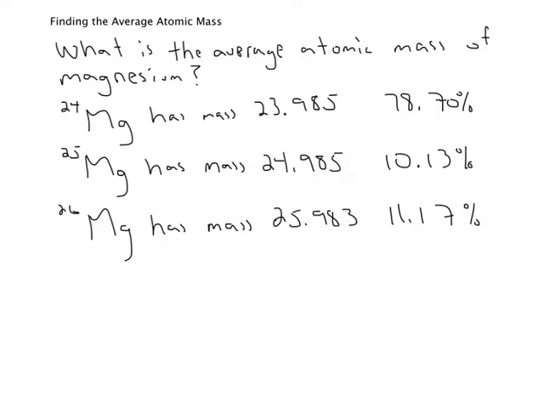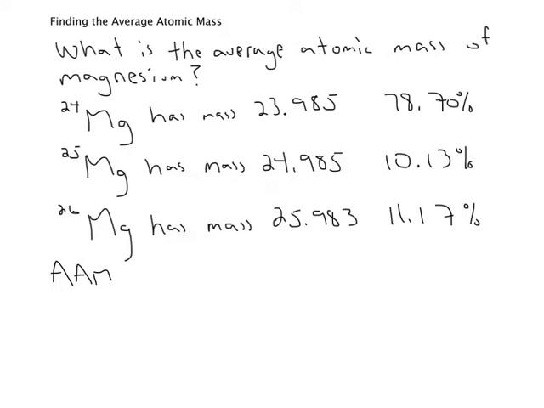So then, what I have here are the naturally occurring percentages for each isotope of magnesium. You can see magnesium 24 is the predominant isotope, and then magnesium 25 is only 10%. Magnesium 26 is 11%. So if we had a bucket of magnesium atoms, about 79 out of 100 would be magnesium 24, 10 out of the 100 would be magnesium 25, and 11 out of the 100 would be magnesium 26. To find the average atomic mass, we're going to do something called a weighted average.